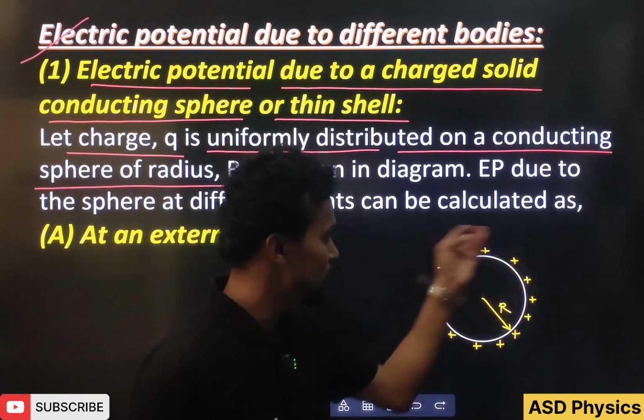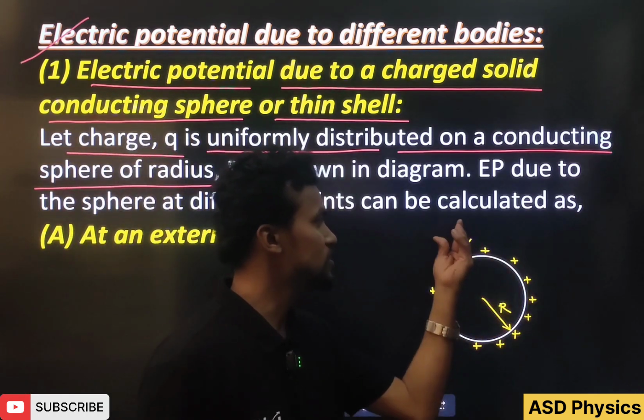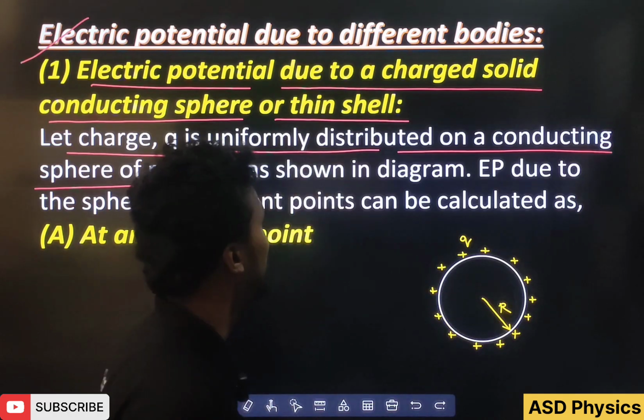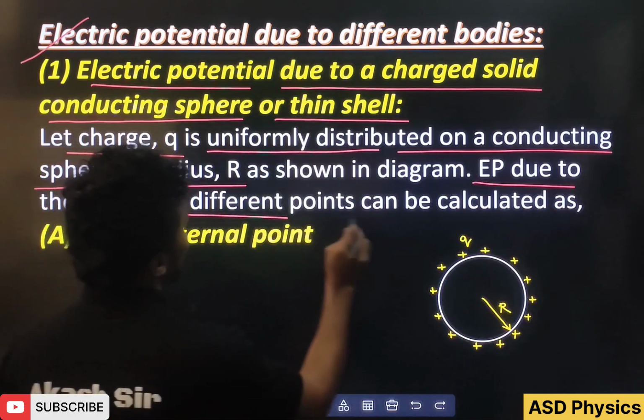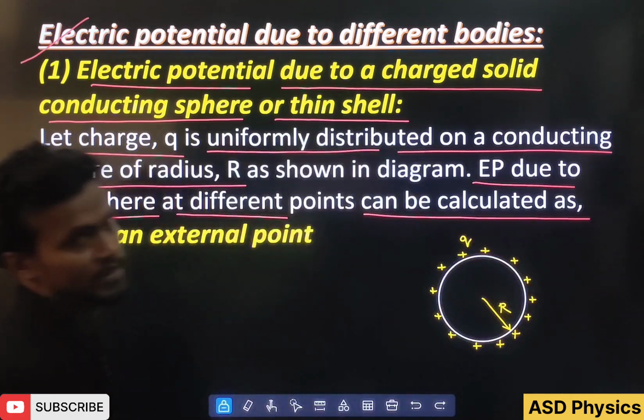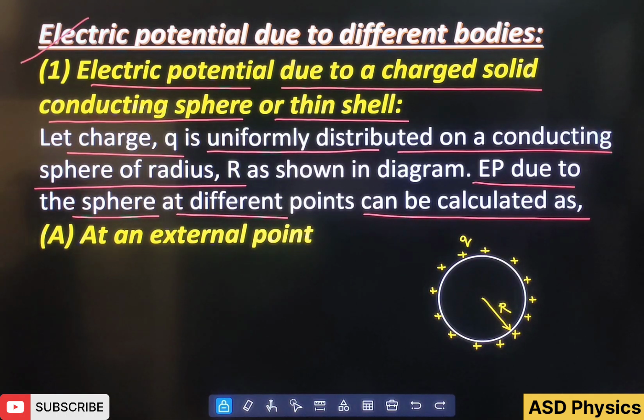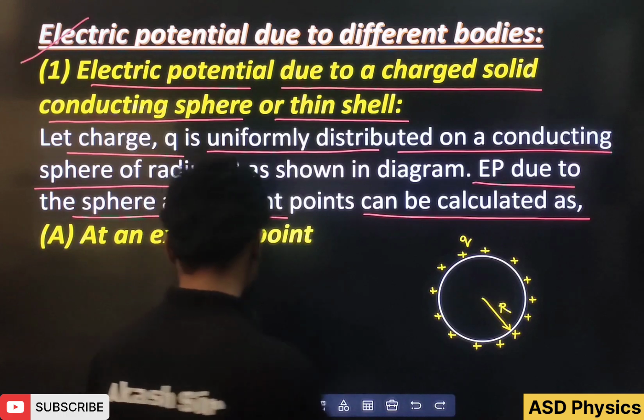So see here, let charge Q be uniformly distributed on a conducting sphere of radius R. You can see one conducting sphere is there, with charge on the surface, how much charge? Q, and radius how much? R, as shown in the diagram. Electric potential due to the sphere at different points can be calculated, as I have told you, outside, surface, inside.